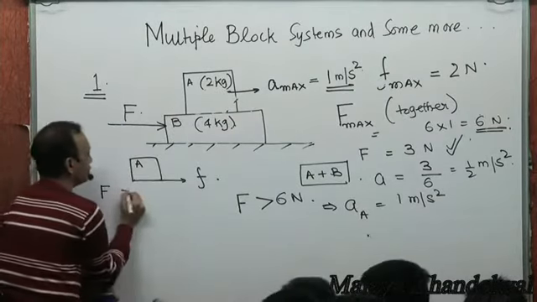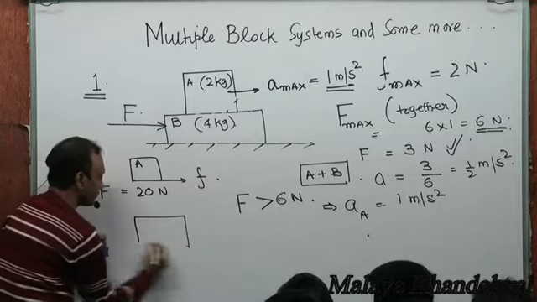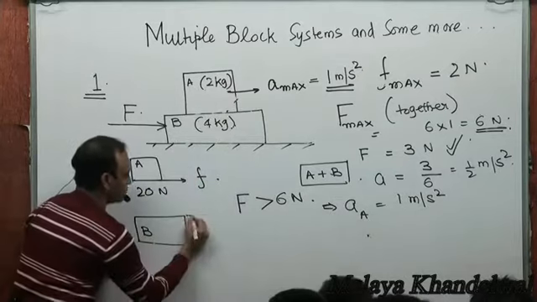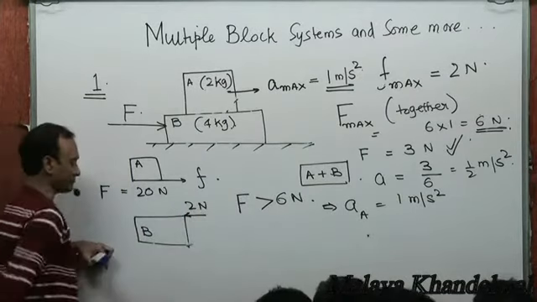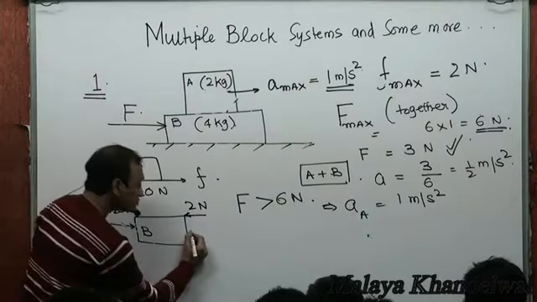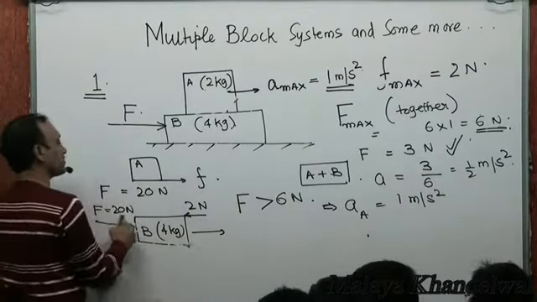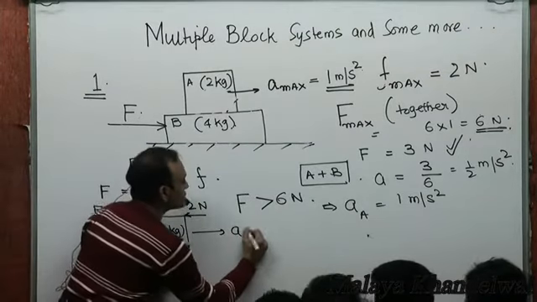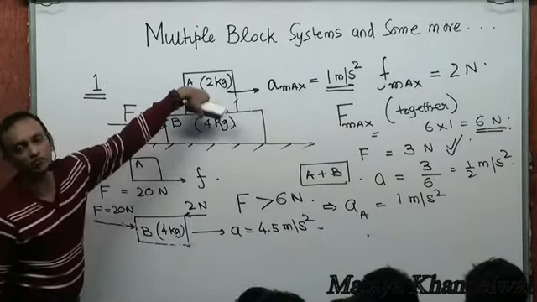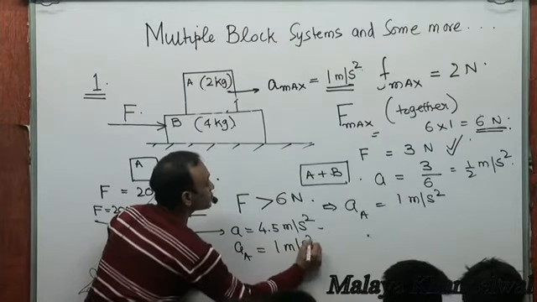Suppose I apply F equal to 20 newtons, right? Now look at the free body diagram of B. B exerts on A 2 newtons to the right, so A will exert on B 2 newtons frictional force to the left. F is 20 newtons. And this is a 4 kg mass, so this will cause B an acceleration of (20 minus 2) by 4, which is 4.5 meters per second squared. And what would be the acceleration of A? It will remain 1 meter per second squared.